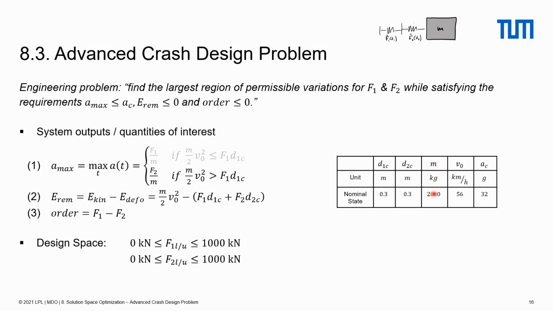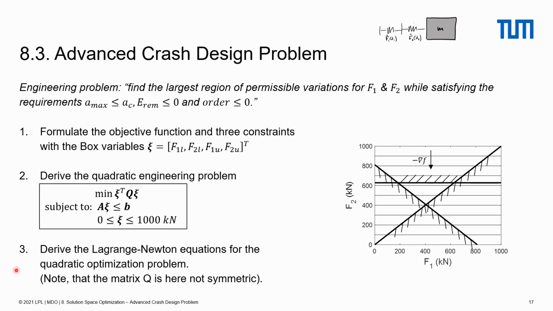The mass of the car is 2000 kilo, the velocity before the crash is 56 km per hour, and the maximum acceleration is 32 g. And the design space for our design variables F1 and F2 is from 0 to 1000 kilonewton.